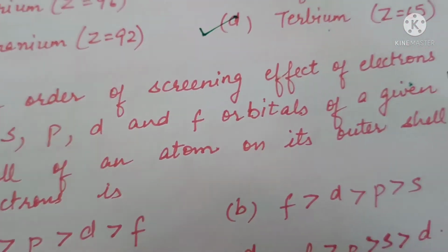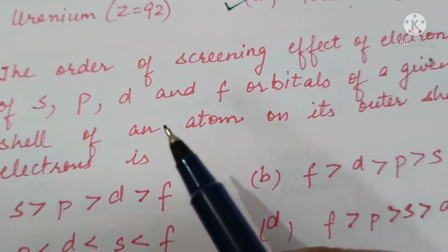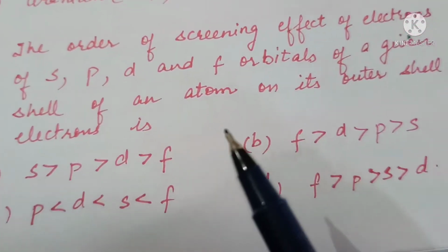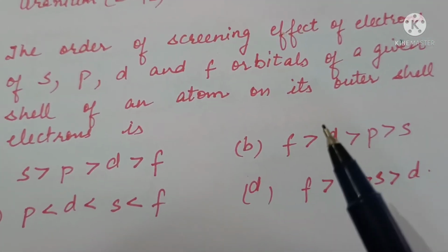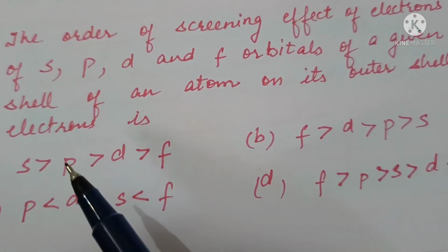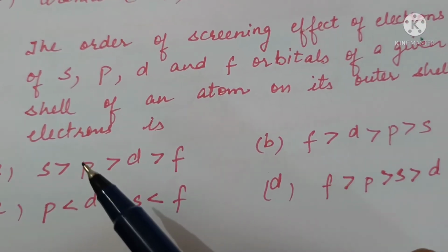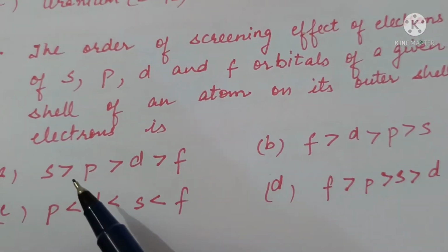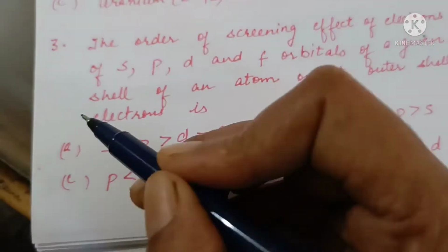The order of screening effect of electrons of s, p, d and f orbitals of a given shell of an atom on its outer shell electrons is, so penetrating effect of s orbitals is the greatest, so they cause the greatest screening effect. So s is greater than p is greater than d is greater than f is the correct order.